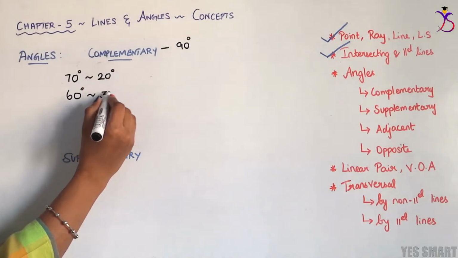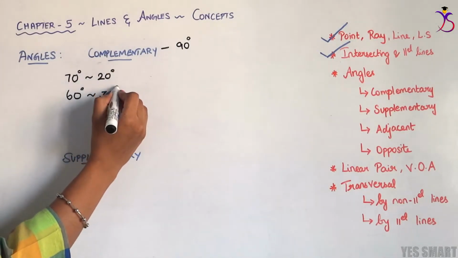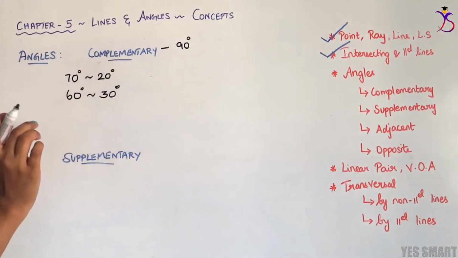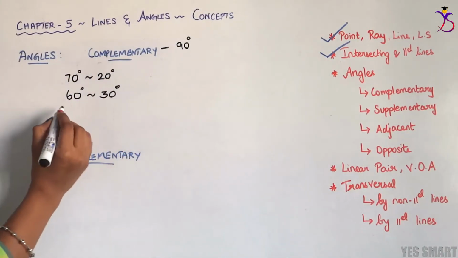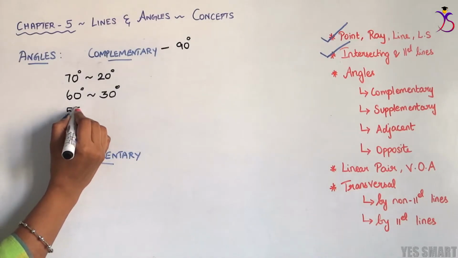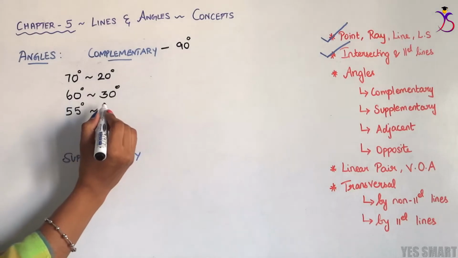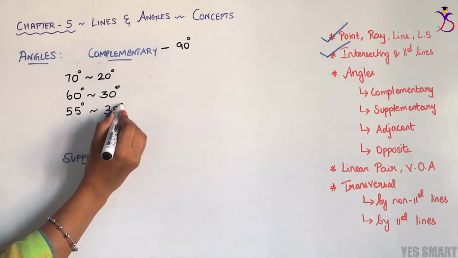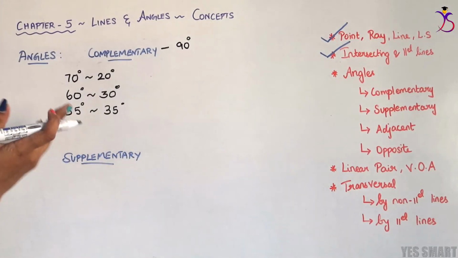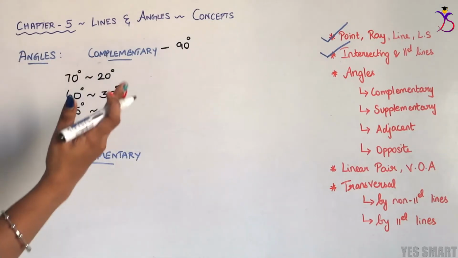Therefore, the complementary angle is 30 degrees, because when you add 60 and 30, we get 90. One more example, let's look into it. The complementary angle of 55 degrees is 35 degrees, as 55 and 35 add together to form 90 degrees. Now supplementary. Supplementary refers to 180 degrees.